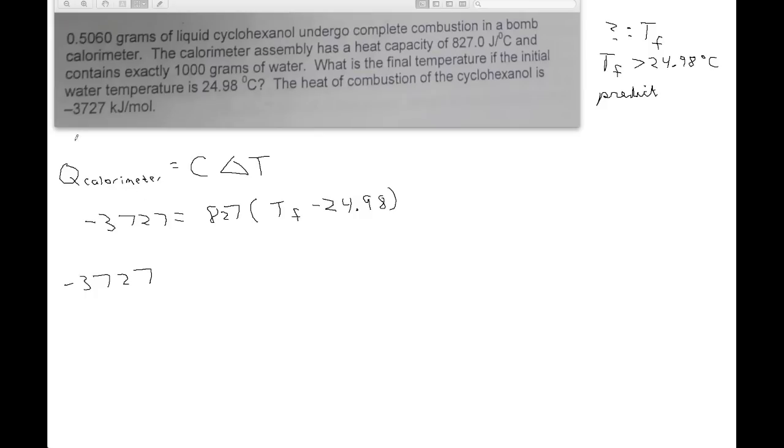Now, what number did you originally have? You had negative 3,727, correct? Yeah. What units did that have? Kilojoules? That's actually not correct. What units was this number in? Oh, kilojoules per mole. Yes. So this would actually be joules per mole. Good point.